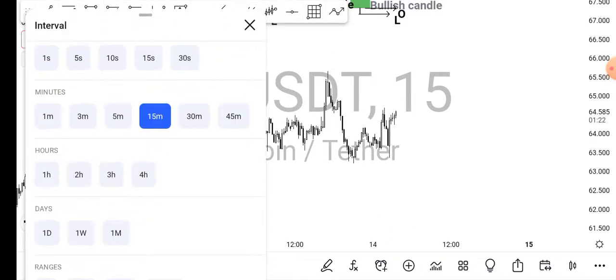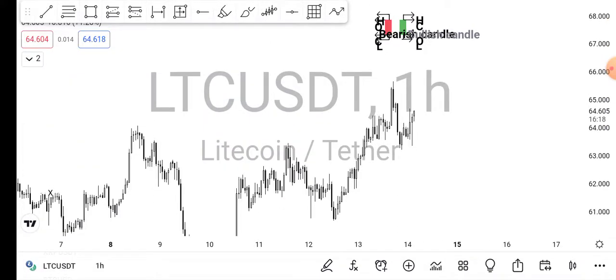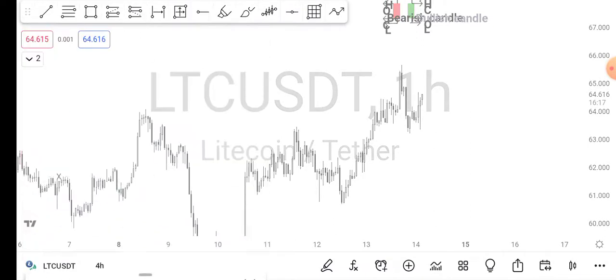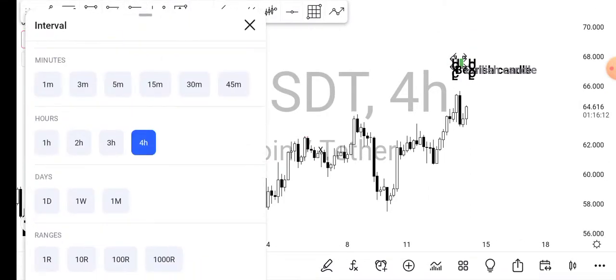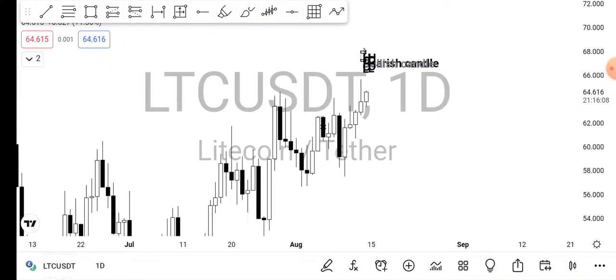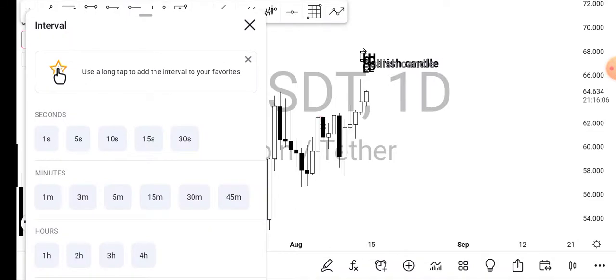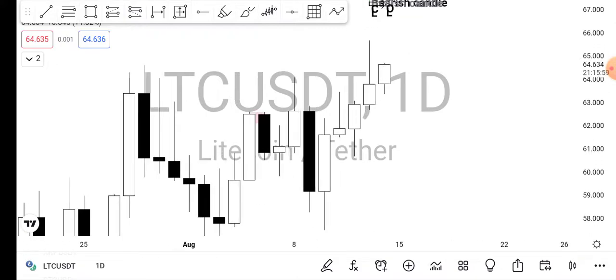Okay, let's go higher to 1 hour. You see, all these candles here are formed in 1 hour. Let's go higher to 4 hours. Any time frame you want to use, any available time frame, each candle will be formed according to that time frame. Now, what is the difference between these time frames? The higher the time frame, the bigger the picture.